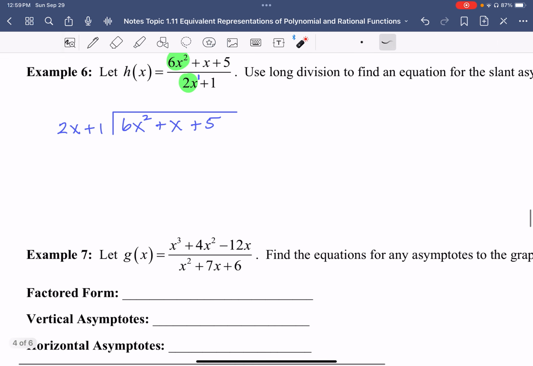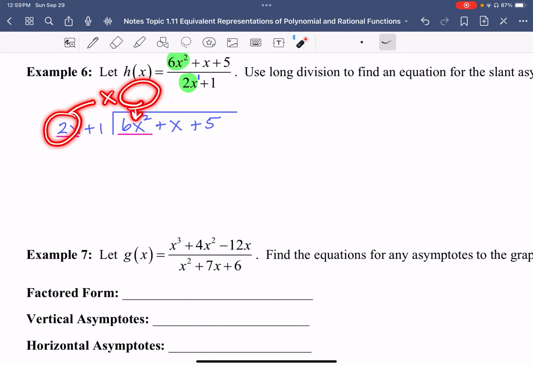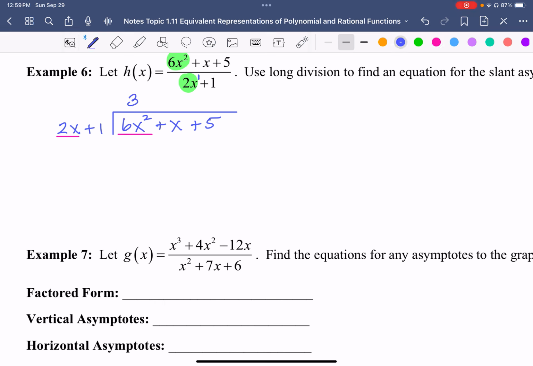Okay, so we're trying to figure out, first, sorry, I skipped a step. The biggest term on the outside is 2x, and the biggest term on the inside is 6x squared. So 2x times what is going to give you 6x squared? That's going to be 3x. Okay, so what I'm going to do is place the 3x on the top.